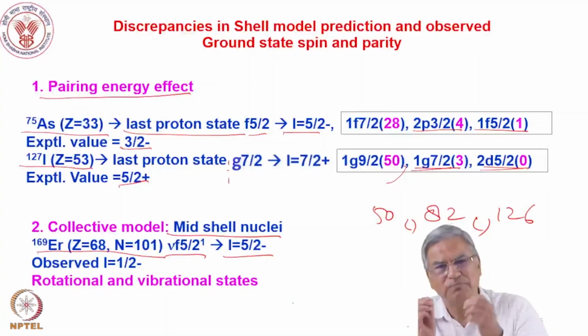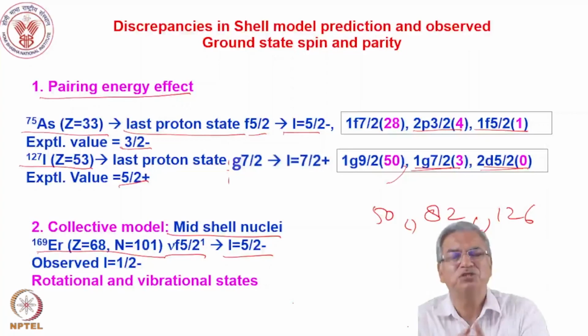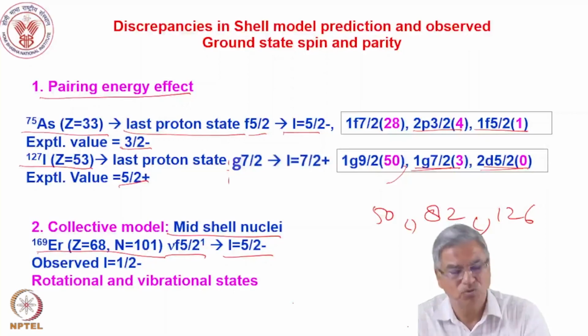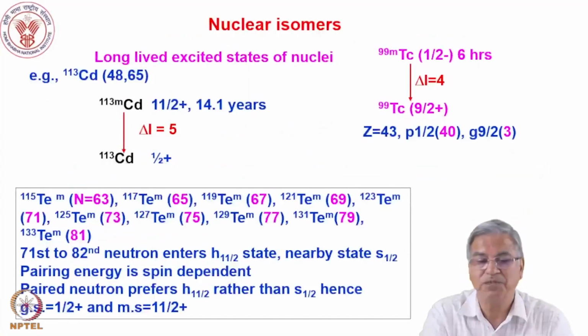And so there is a mixing of collective states and the single particle states or shell model states, and that is one of the explanations for the observed spin values being quite different from shell model predictions. So this is another area where the discrepancies can be explained.